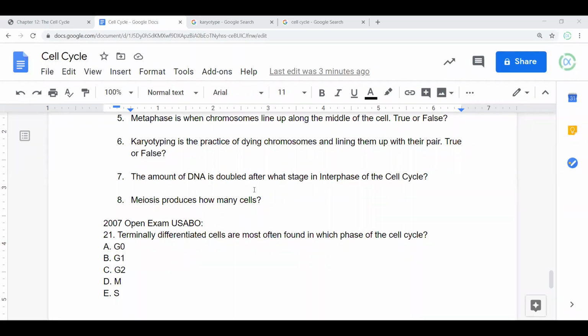Okay, so the answer here was A, G0. If you think about it, they're asking about terminally differentiated cells. Terminally differentiated cells are cells that are never going to divide. That's pretty much what they are. So when they never divide, they are stuck in the G0 stage. So the answer here is A, or G0.